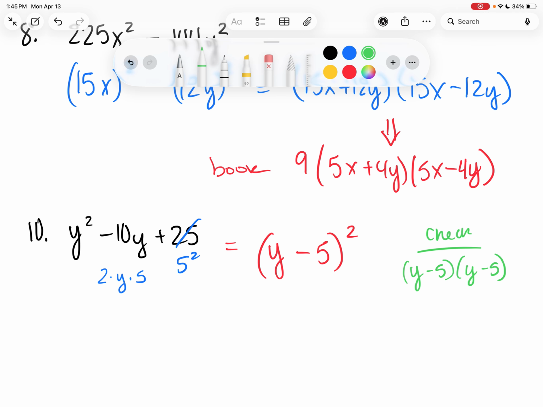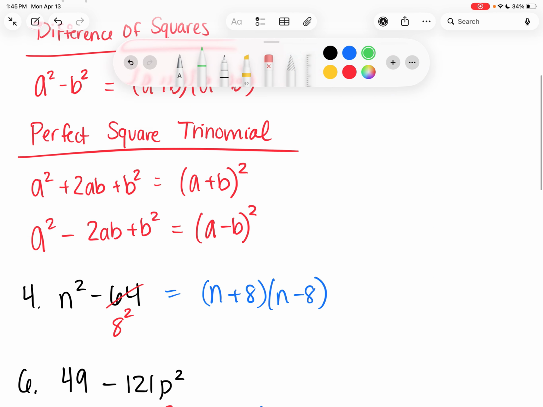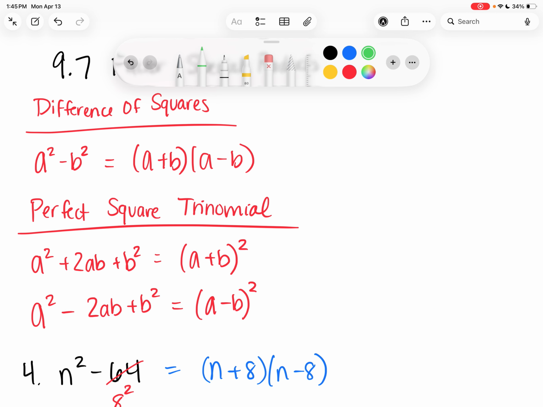When the whole thing is being squared, people like to try to write, well, this is y squared minus 25. It's like, no, it's y minus 5 times y minus 5, which is going to FOIL back to what you started with. Because you wrote 2 times y times 5. This is the middle term. This is how the middle term works. The middle term is 2 times a times b.